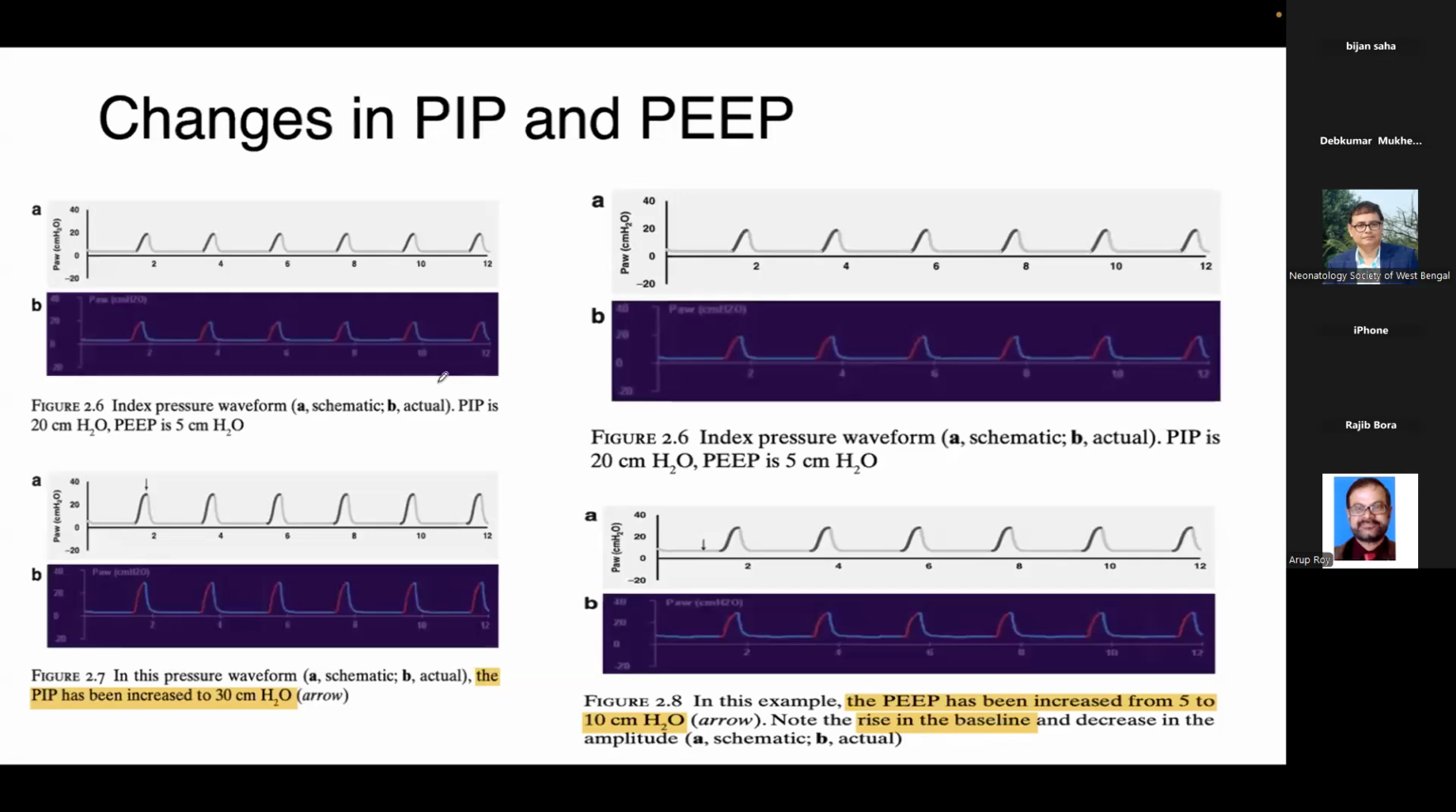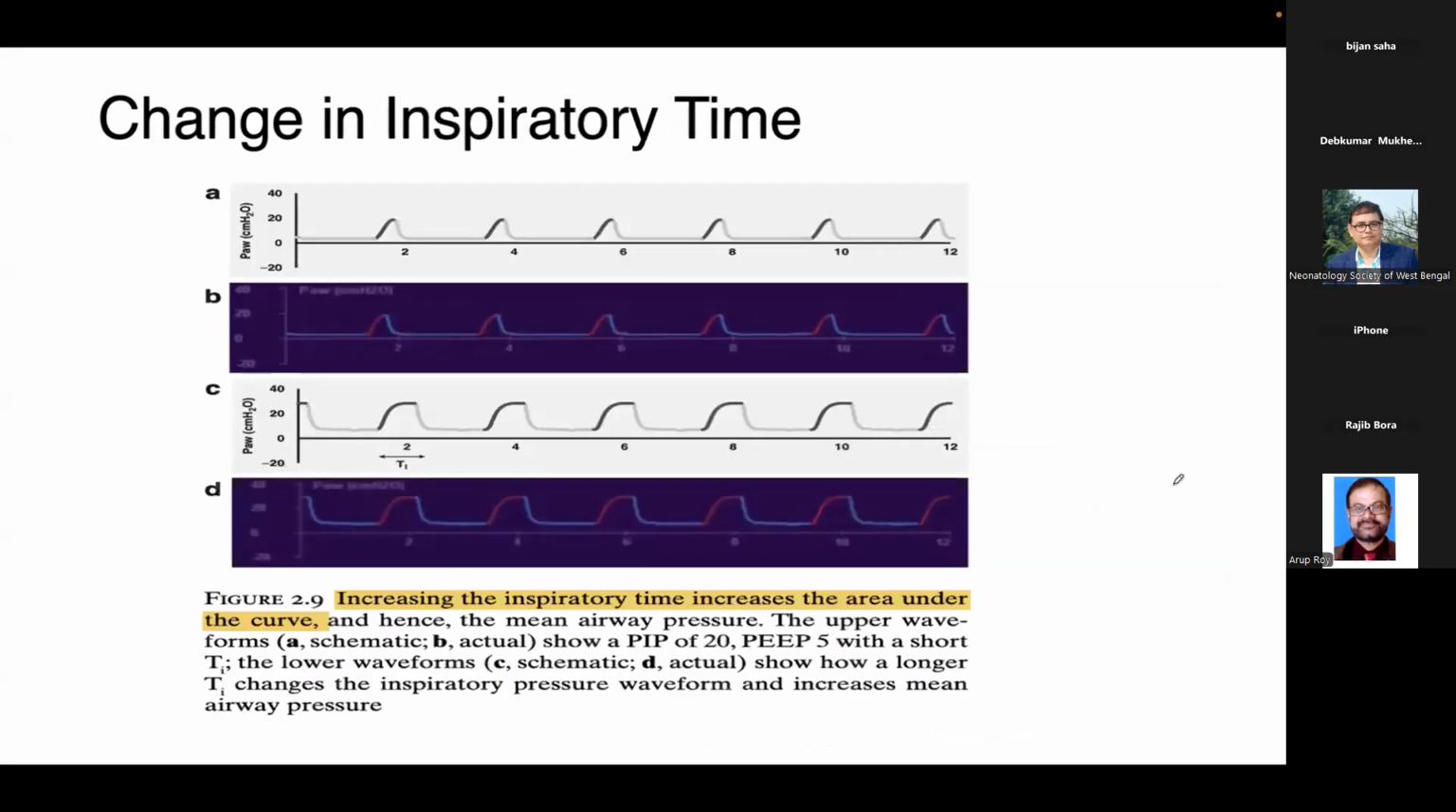So by looking at the picture, we can see that here PIP is 20, and when the PIP is set to 30, this height increases. Now suppose this is PEEP of 5, and this is PEEP of 10. Looking at this, we can know that the PEEP is less here, the PEEP is more here, and compared to this curve, the PIP is more. So these are certain basic things that we can know just by looking at the screen.